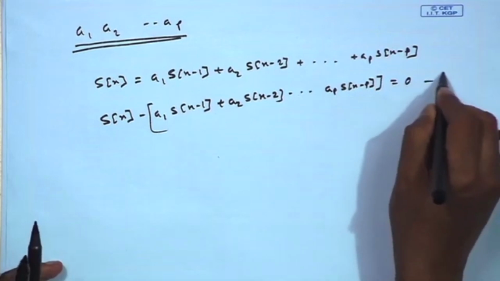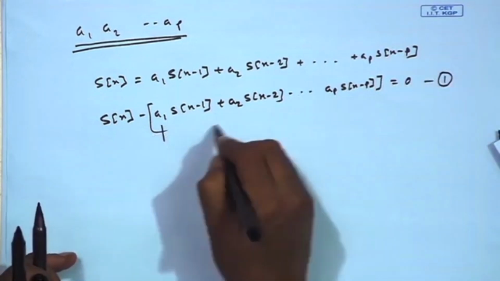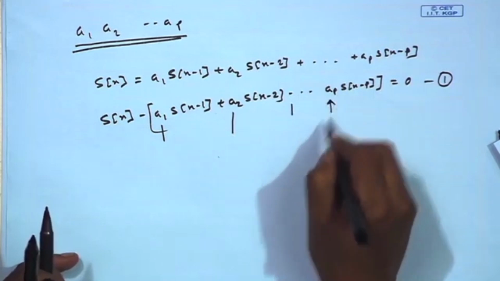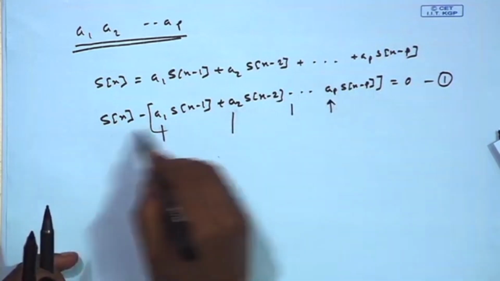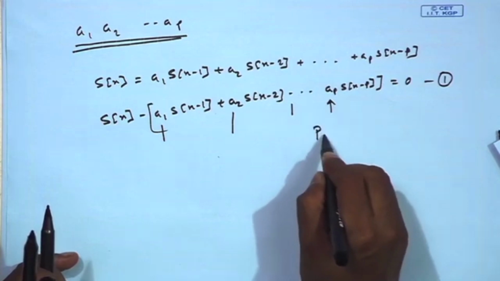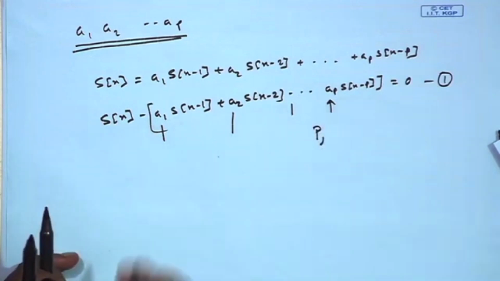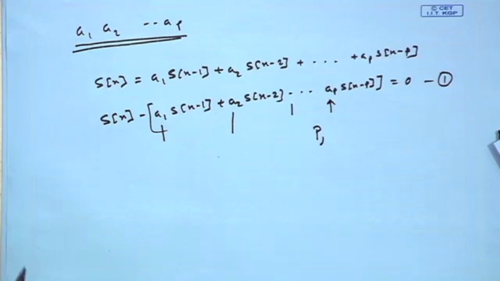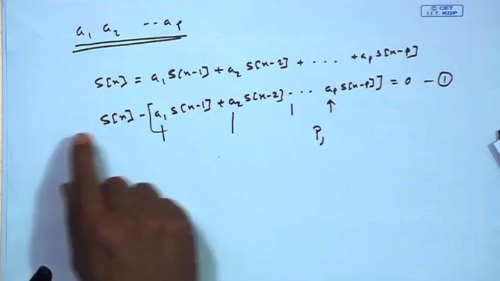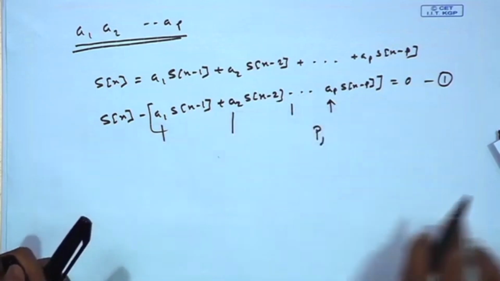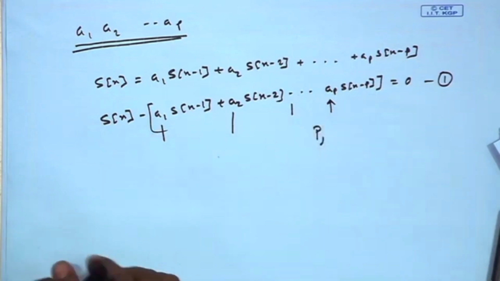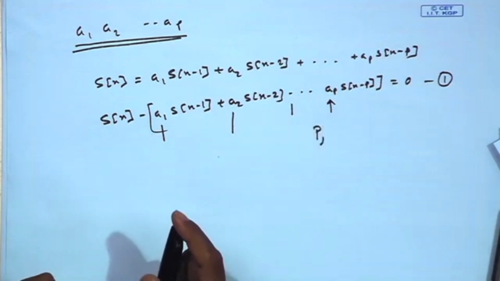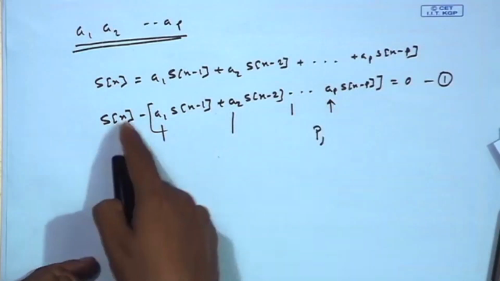So, this is a single equation. How many unknowns? a1, a2, a3 up to ap. So in a pth order equation, I get p unknowns but only a single equation. If I have 2 unknowns, how many equations do I require to derive them? 2 equations. But here there are p unknowns and only a single equation. The trick is how do I find a set of solutions for which this is equal to 0.